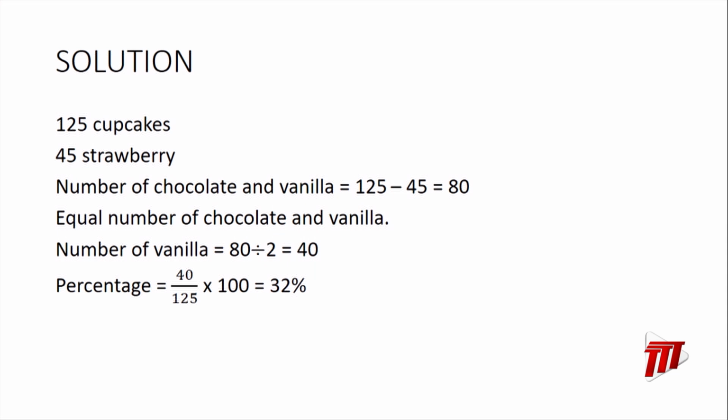Now we have found the number of vanilla cupcakes. The problem is not finished because you were not asked to find the number of vanilla cupcakes. You were asked to find what percentage of the whole number of cupcakes would be vanilla. So we take those 40 divided by the whole number of cupcakes. We had 125 cupcakes altogether, and we multiply that by 100 and you would get 32%. All right, so we have 32% would be vanilla cupcakes.